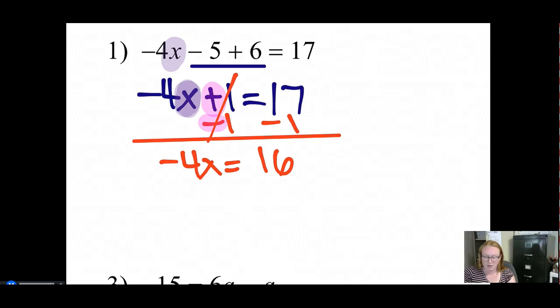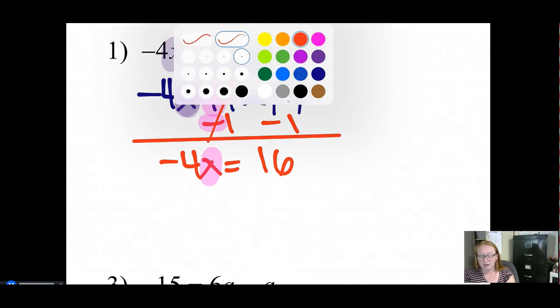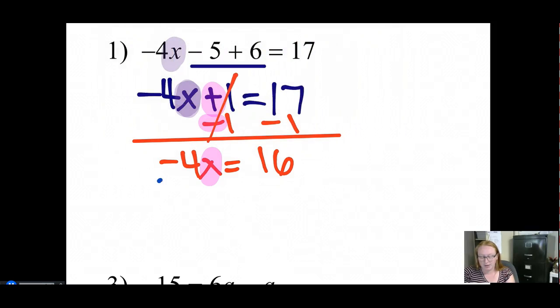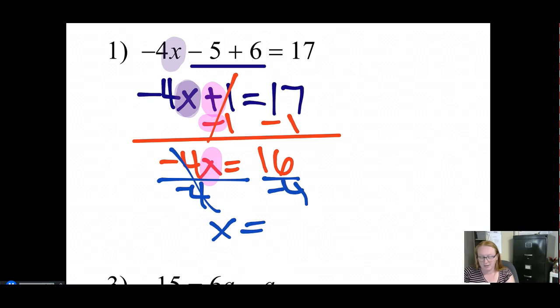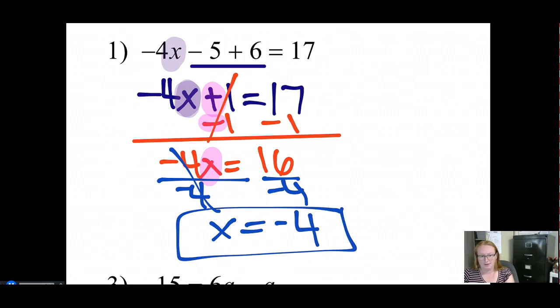Okay? So now, when I'm trying to get x by itself, I have multiplication happening right now. That negative 4 right next to it signifies multiplication. So to get rid of multiplication, I'm going to go ahead and divide by negative 4. When I divide, I get x equals, a positive divided by a negative is going to give me a negative, and it's 4. Okay?